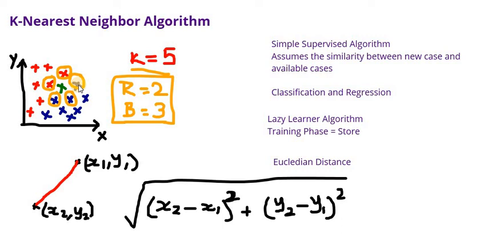So the first step is you need to identify the value of k. This is the first step in the k nearest neighbor algorithm. For identifying this value of k, there is no particular formula or way to determine it. It is just an assumption. You can just assume whatever value you have, and that will be the value of k.